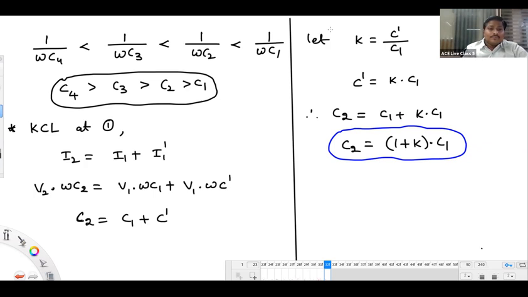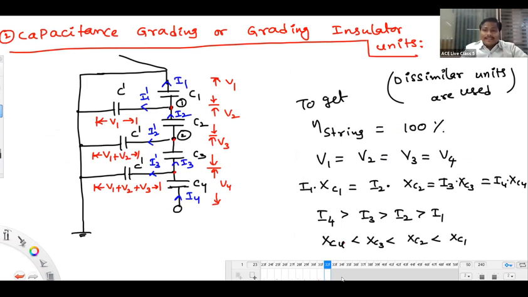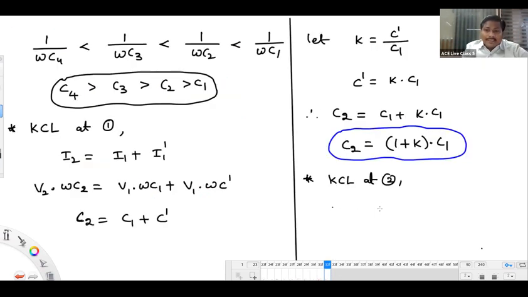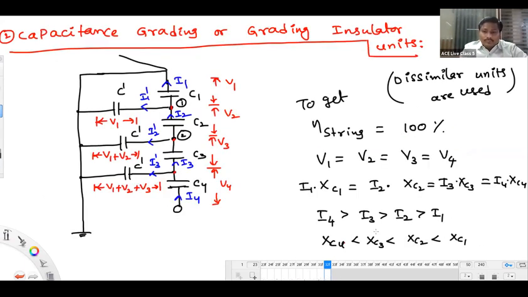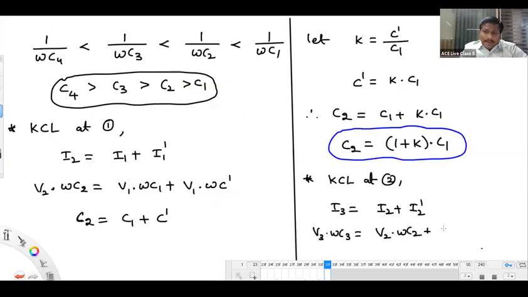Next, take KCL at node number 2. What's the node 2 KCL? I3 equals I2 plus I2 dash. What is I3? V3 omega C3. What is I2? I2 is V2 omega C2. I2 dash is V1 plus V2 omega C dash.